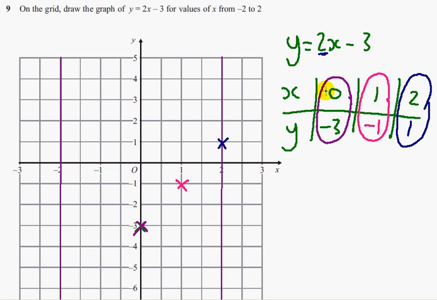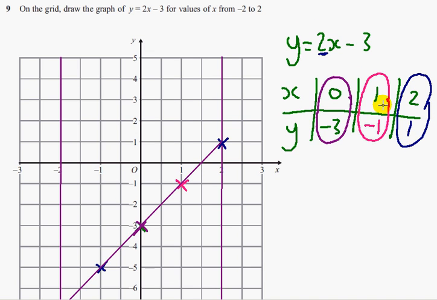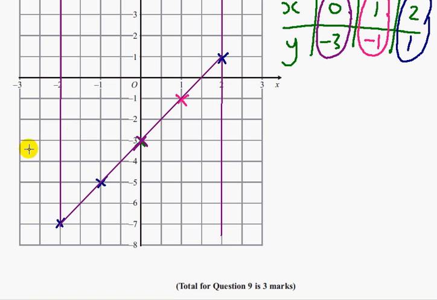Now we could plug in more values of x, so to find when x is minus 1, y would be minus 5. When x is minus 2, y is going to be minus 7. Now we could have done those as well in our table of values, but we don't need to. So you get your ruler and you draw a line from here to here, and that's it.